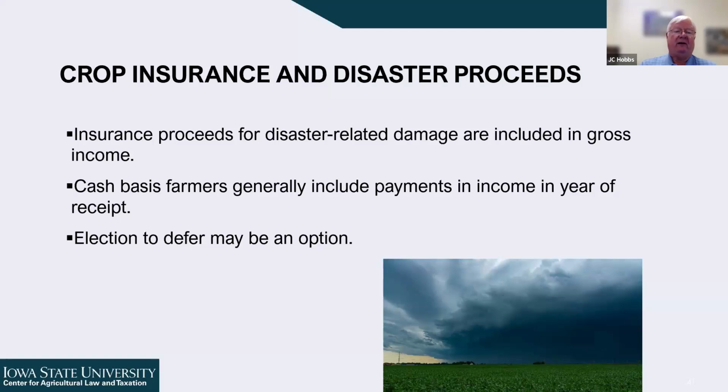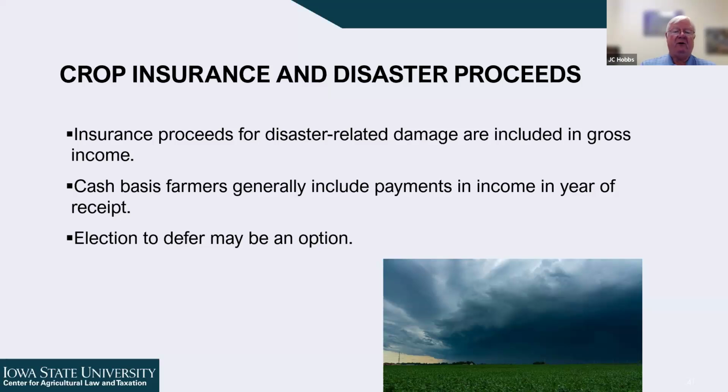The rules state that insurance proceeds for those disaster-related damages are included in gross income, basically because that is replacement of the crop loss. So insurance proceeds that cover crop damage and crop losses are going to be includable in gross income.